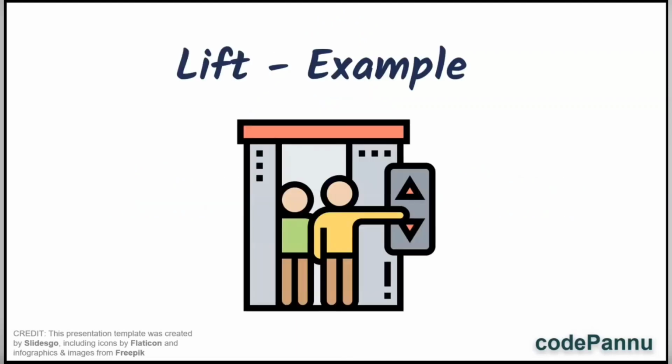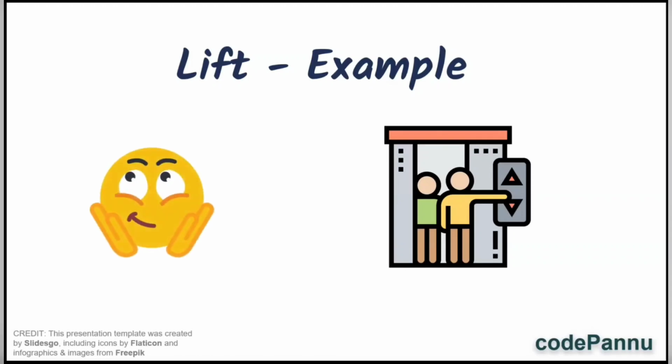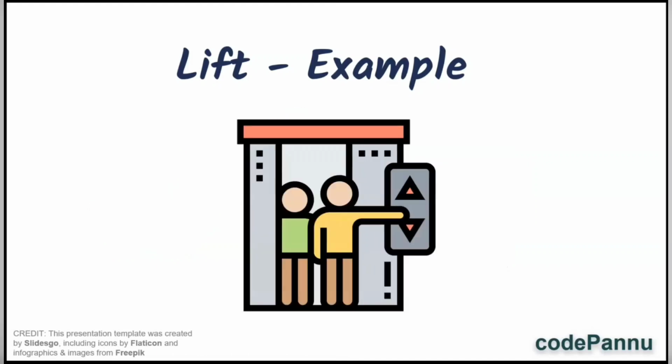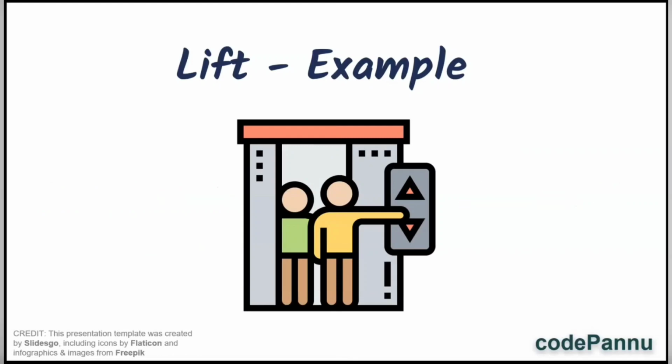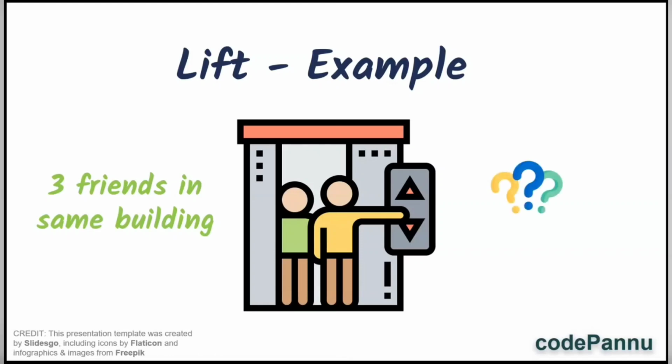Okay, let me explain this interesting concept with the same lift example we know very well. Imagine you want to go to your friend's home who lives in the same building on the 13th floor. So what will you do? You call the lift and you give the floor number 13 and you reach your friend's floor, right? Same way, if you wanted to go to 3 of your friends' homes in the same building using the same lift, what would you do?